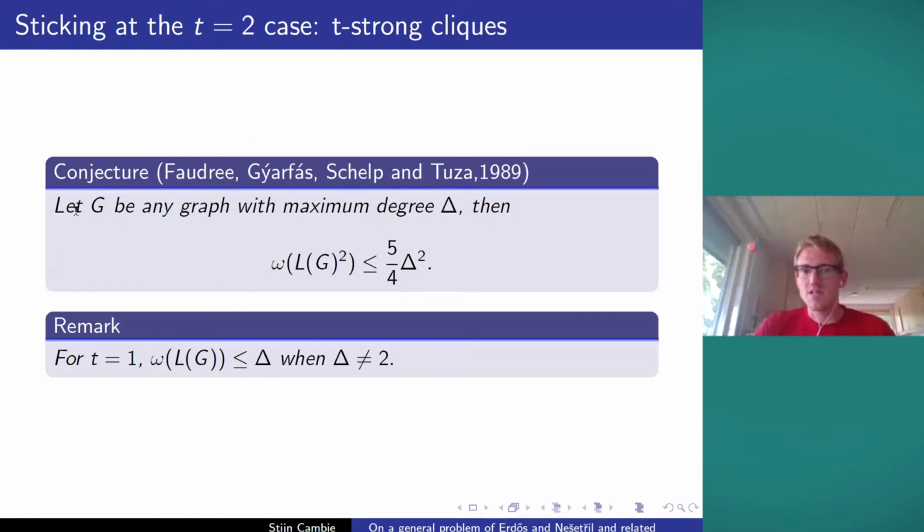So their conjecture really says if G is a graph with maximum degree delta, then the clique number of the square of the line graph is bounded by 5/4 of delta squared. Note, because we easily can solve the problem for t equals 1, if we would do the same for t equals 1, then the bound delta, or delta plus 1 for when delta equals 2, would be again true, and again attained by the star or the triangle.